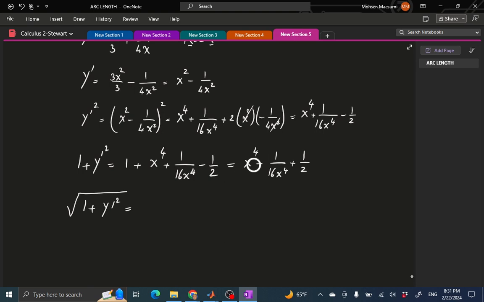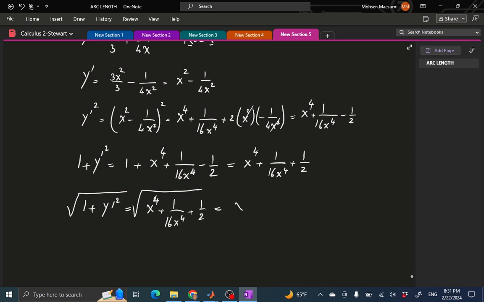Now the question is, what if I take the square root of this thing, what happens? Well, notice when there was a negative here, I got a negative. When I have a positive, all that happens is that you will have a positive over there, x squared. So let me write down the expression first: x^4, 1 over 16 x^4 plus 1/2.